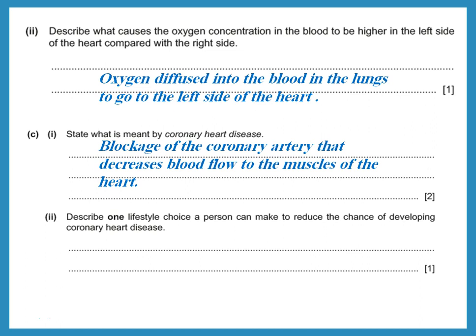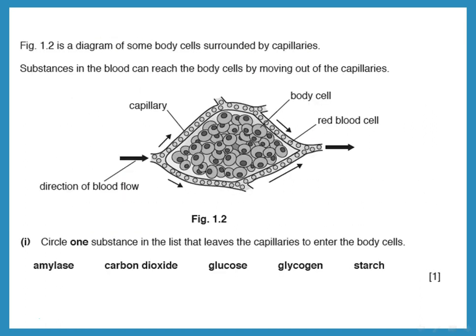Describe one lifestyle choice a person can make to reduce the chance of developing coronary heart disease. If we don't want coronary heart disease, what can we do? Regular exercise, or avoid stress, or eat less fat.